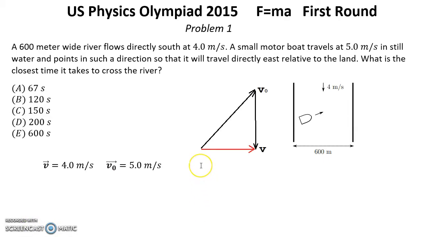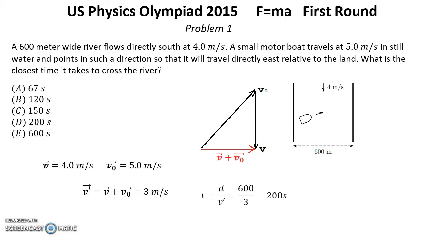From this diagram we can see that to construct a vector which is going to the east, we have to create a right triangle from which we can find what is the speed. That will be 3 meters per second. So finally we can find what is the total time to travel for this boat. That will be distance over V prime, which is 200 seconds, which is answer D.